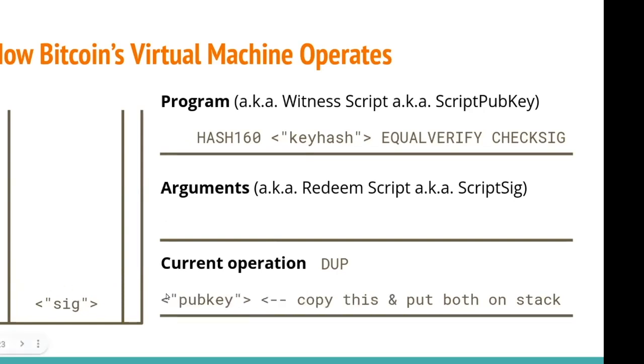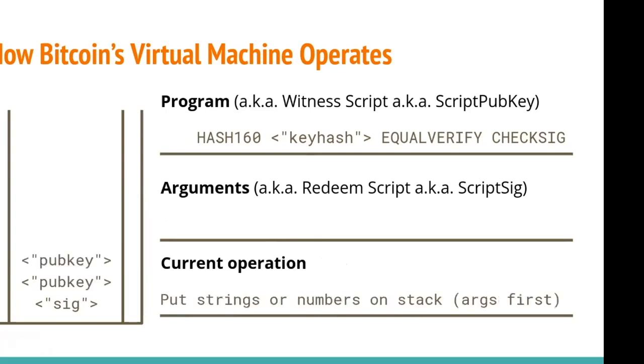So it pops pub key onto here and copies pub key right there. Now there are two pub keys, and it puts both of them on the stack. That's what dupe does. Now it's done with dupe, so it goes back to its regular mode of operation. Check the arguments, see if there are any strings or numbers, put them on the stack. There are none. Move up here to the program. Are there any strings or numbers?